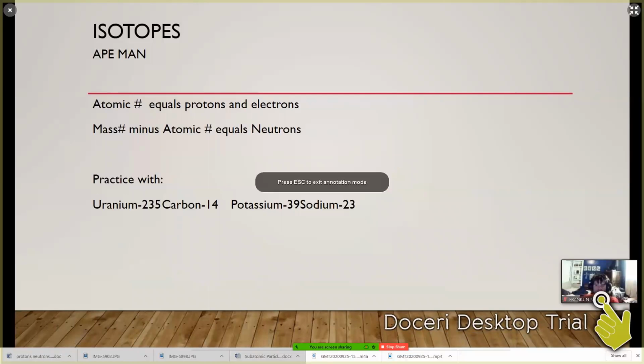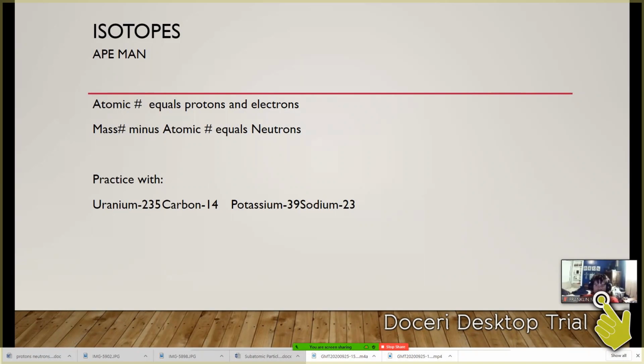All right, so if you're trying to figure out subatomic particles, they're all related to each other, so you kind of just need one thing and a periodic table to get you started. If you like a mnemonic, APE MAN may help you with this. APE: atomic number equals protons, and atomic number equals electrons. So if you know your atomic number, you're going to know your number of protons and your number of electrons. MAN: mass number minus your atomic number will give you your neutrons. So like I said, they're all related.